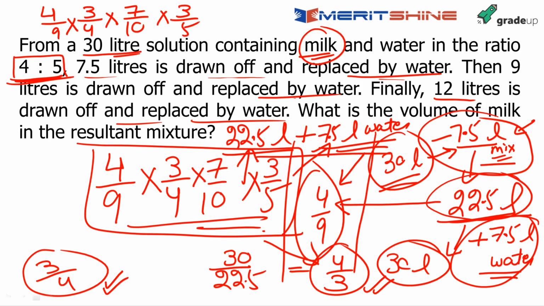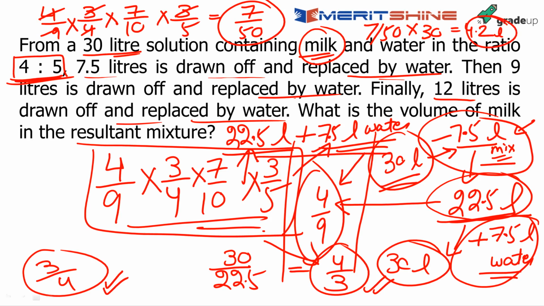सब कैंसिल हो जाएगा. This 3 gone with 9, 4 goes and what you get is 7/50. What is this 7/50? This 7/50 is the final concentration of milk. Now you have got the final concentration of milk. Can you not calculate the final volume of milk? Yes, you can do it. What would you do? 7/50 into कितना बचा है अभी? This is 30 liters into 30 and this gives you 4.2 liters.